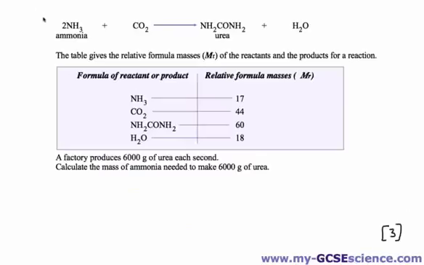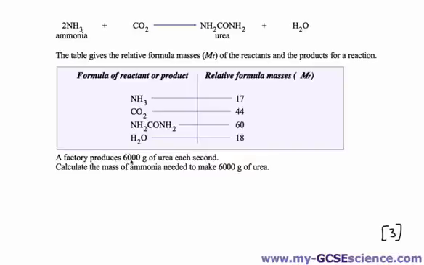Now the next one, I think it's worth you having a go by yourself. This is again adapted from a past paper question, and quite nicely it gives us relative formula masses already. It gives us the balanced formula equation, and it's asking us to work out the mass of ammonia needed to make 6,000 grams of urea. So why don't you take a moment, have a look at this, give it a go, and I'll go through it with you to see if you can get the full marks for this question.